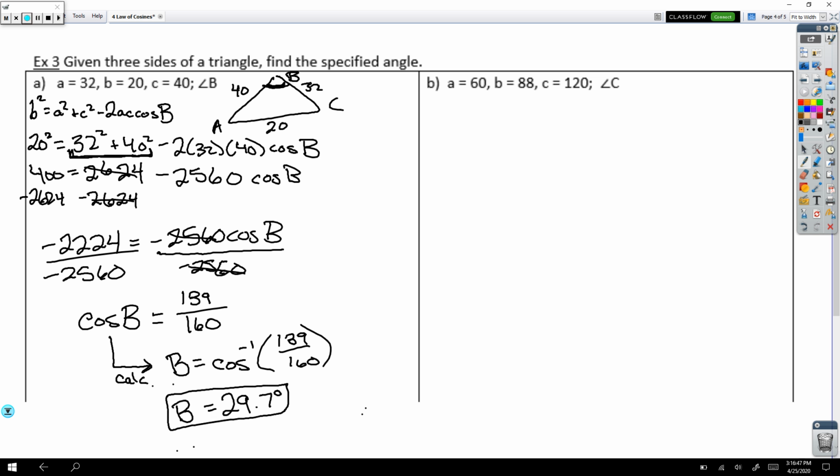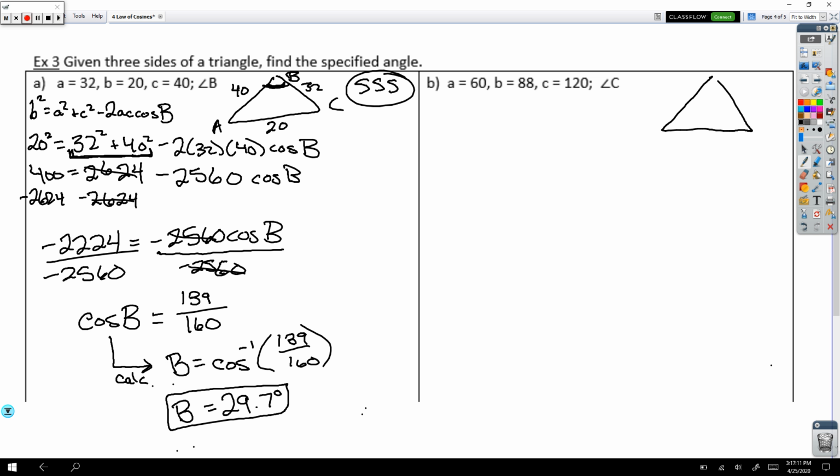So SSS, which is what this triangle is, right? I know the three sides. A little bit more work, right? You have to do a little bit more subtracting and dividing and all that stuff, and then we have to make use of our inverse trig. So example B, same type of problem. If you want to try it on your own first, go for it. Go ahead and pause the video. If not, here we go.